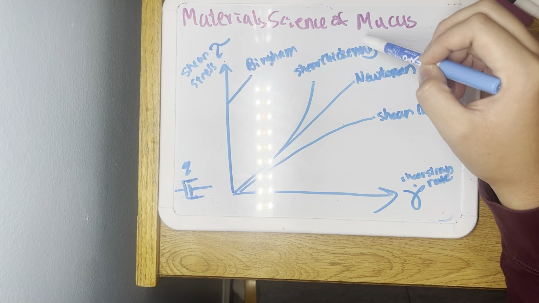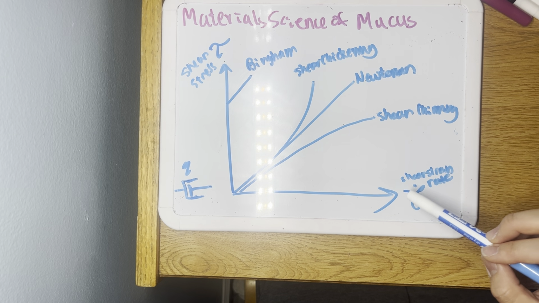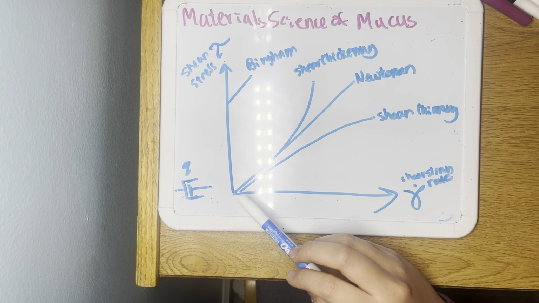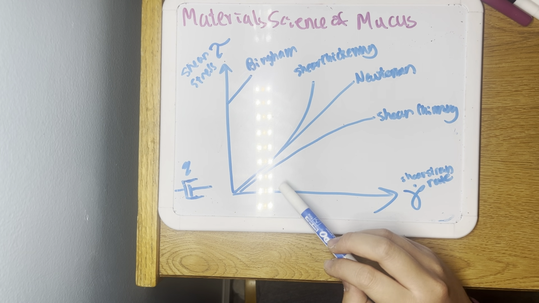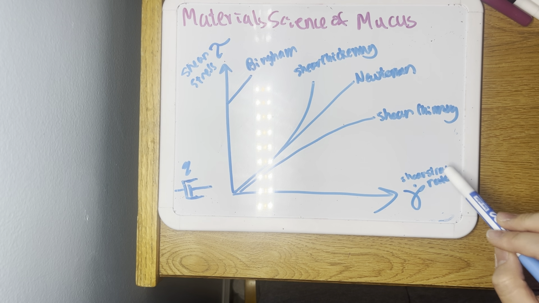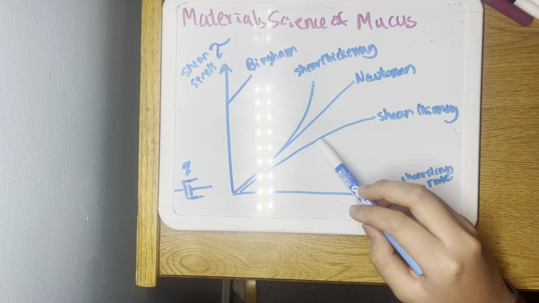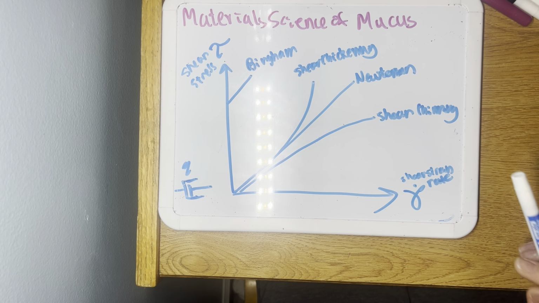For something that shear thickens, the viscosity increases with higher shear stress, so the shear strain rate won't increase by as much as it was increasing at lower shear stresses. For shear thinning fluids, it does the opposite: as the shear stress increases, the shear strain rate actually increases faster, relative to how much shear stress is increasing. And mucus is a shear thinning fluid.